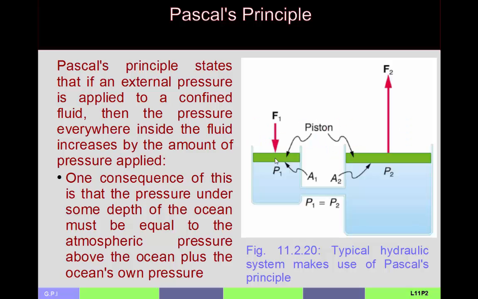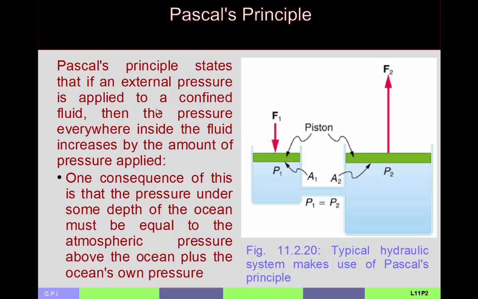What I wanted to talk about next is Pascal's principle. Pascal's principle basically states that if you apply some pressure to the outside of a fluid, basically you apply an external pressure onto a fluid that is confined, then everywhere inside of the fluid, the local pressure must increase by the amount of pressure that you just applied to that fluid.